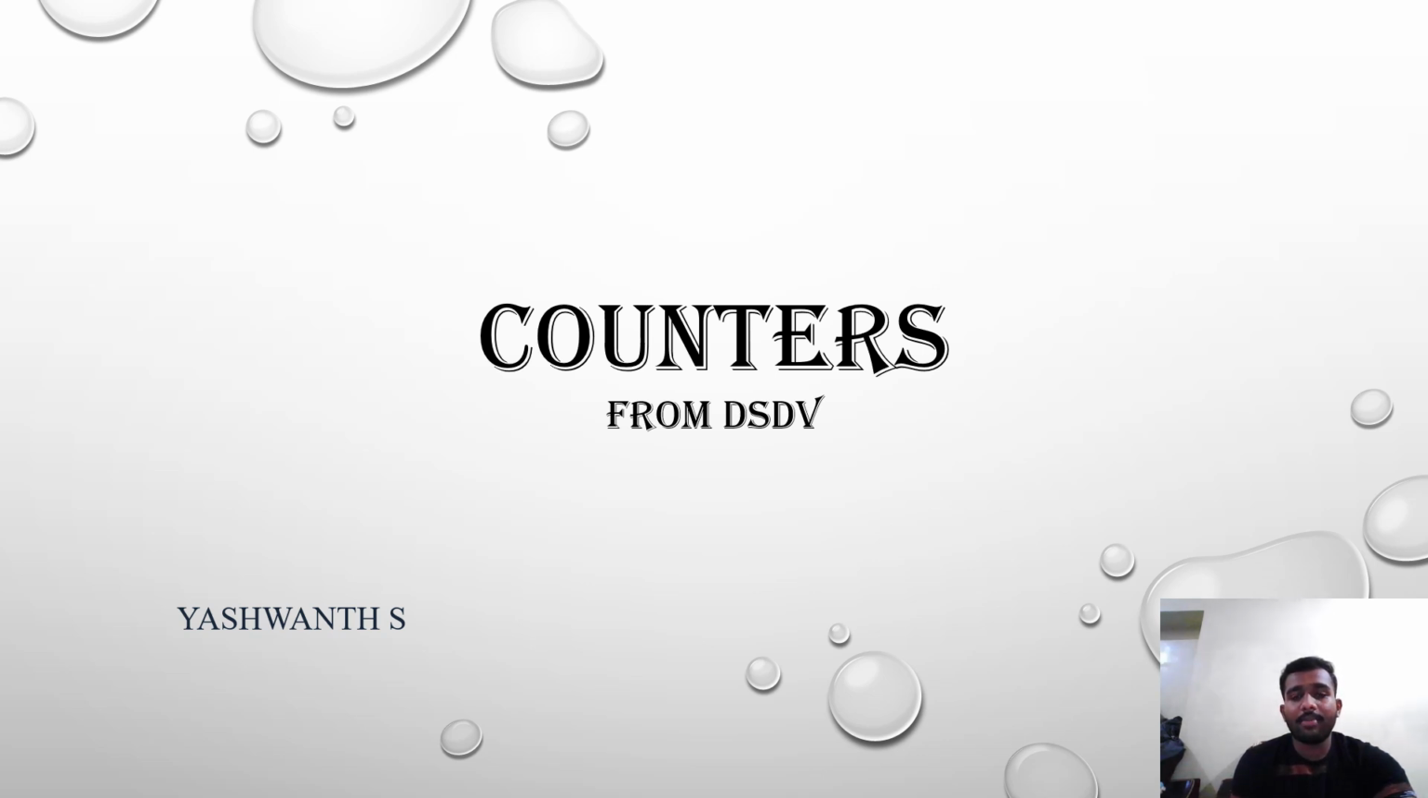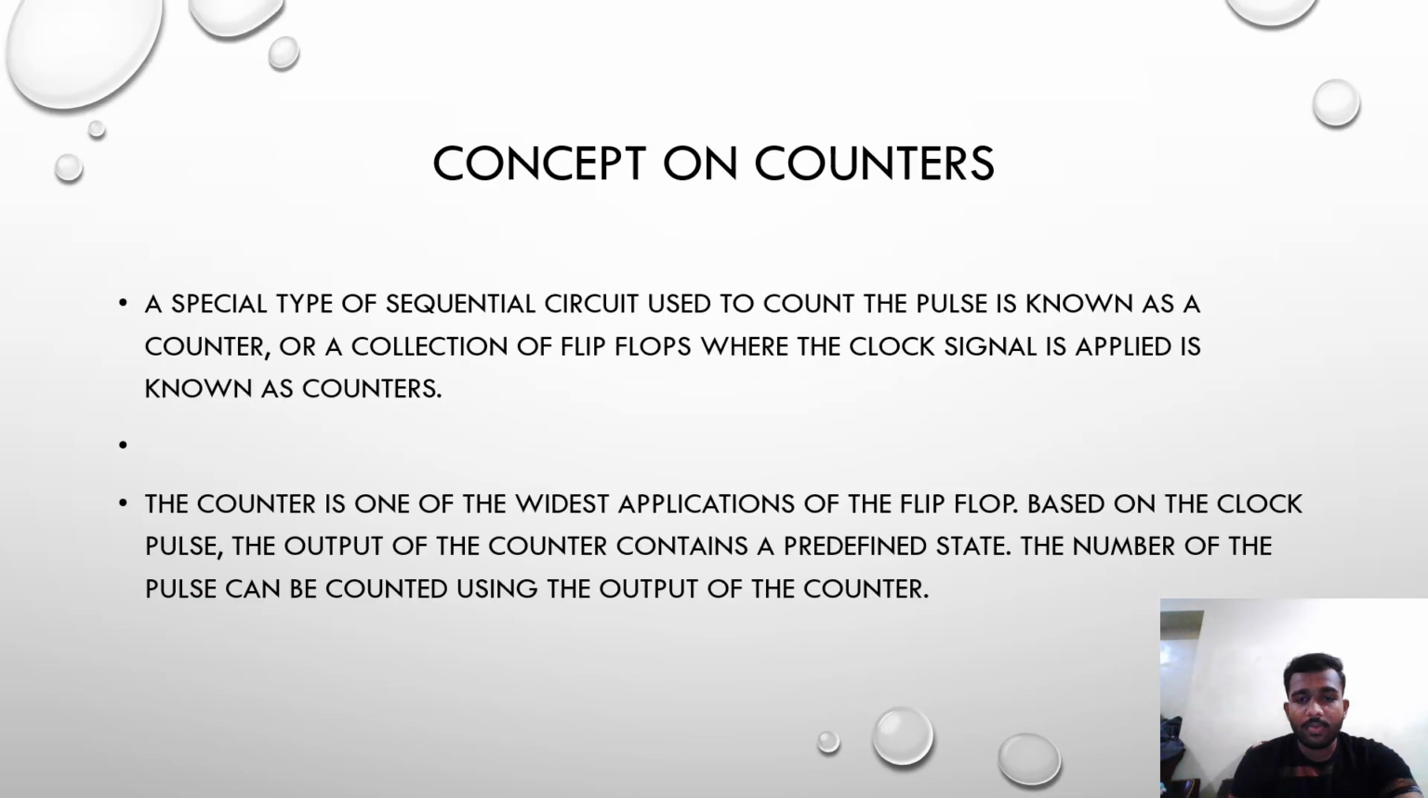I am Yashwant. I am back with a new topic called counters. Let us discuss this topic. A counter is a register which is capable of counting the number of clock pulses arrived at its clock input. The counter represents the number of clock pulses arrived. On arrival of each clock pulse, the counter is incremented by 1. In case of a down counter, it is decreased by 1.